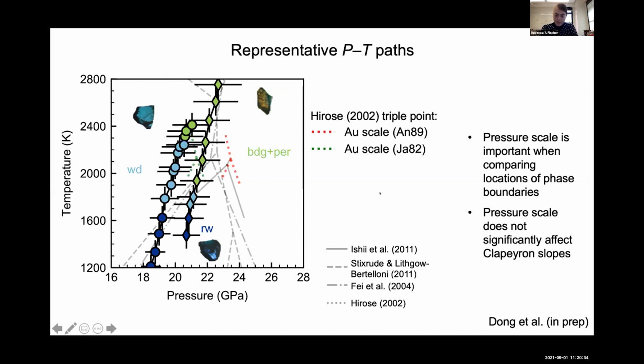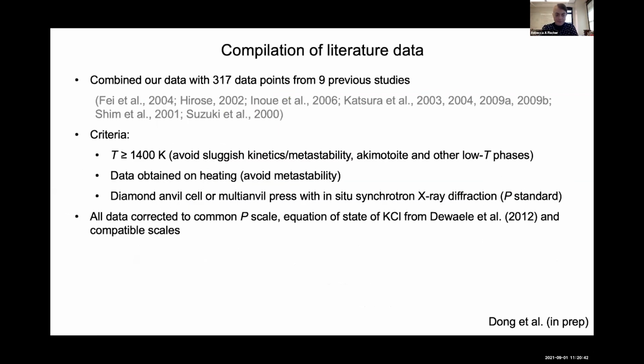However, we will note that the pressure scale you use does not tend to significantly affect the Clapeyron slopes of the transitions. So then we put together a compilation of literature data to combine with our new data set. We gathered 317 data points from 9 previous studies listed here. Our criteria for choosing these data, one, they had to come from temperatures of at least 1400 Kelvin.